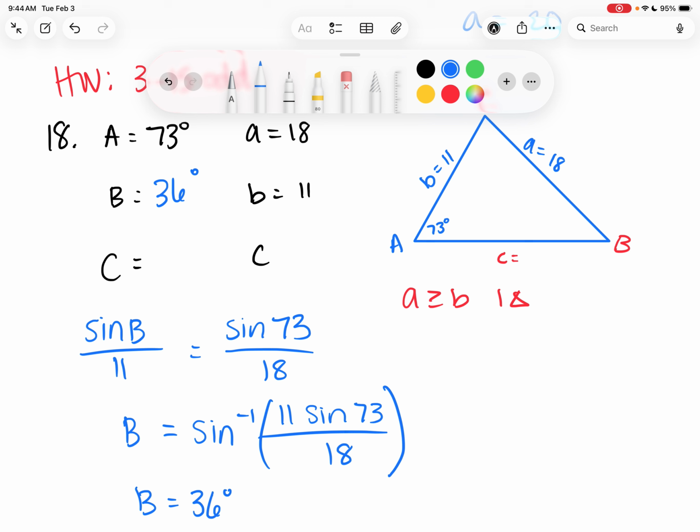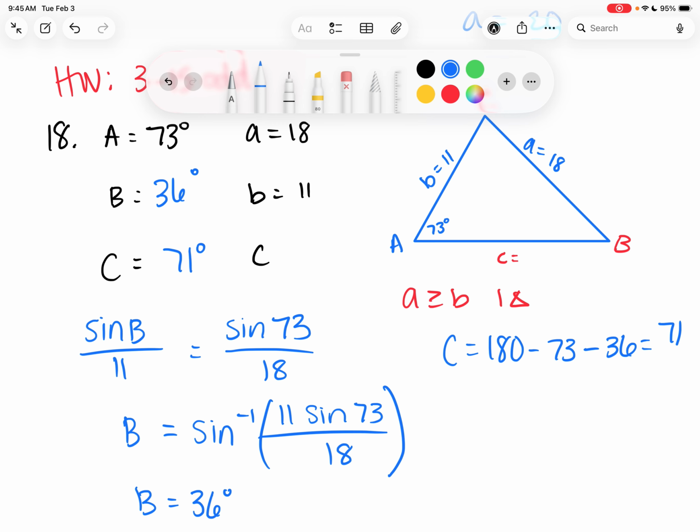So then now what can I find? How did I do that? 180 minus 73 minus 36. Yep, 180 minus 73 minus 36. Did you say 71? So 71 degrees. And then now I can use law of sines again to find side C.